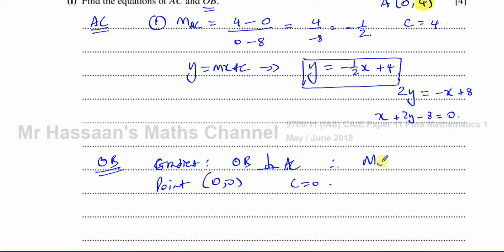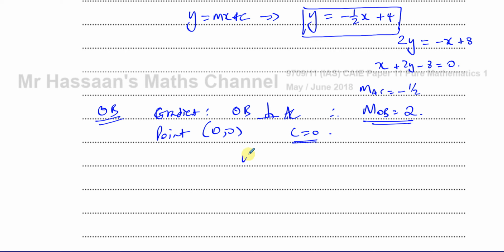Therefore, the gradient of OB is going to be the negative reciprocal. We know the gradient of AC is equal to negative a half. We take this, we change its sign, and we turn it upside down, so we write it as a reciprocal. So negative becomes positive, and 2 over 1, which is 2. So we know the gradient is equal to 2, and we know that it goes through the point 0 on the y-axis. So very simply, if we use y equals mx plus c, then y is equal to 2x. So that's the equation of the line OB.